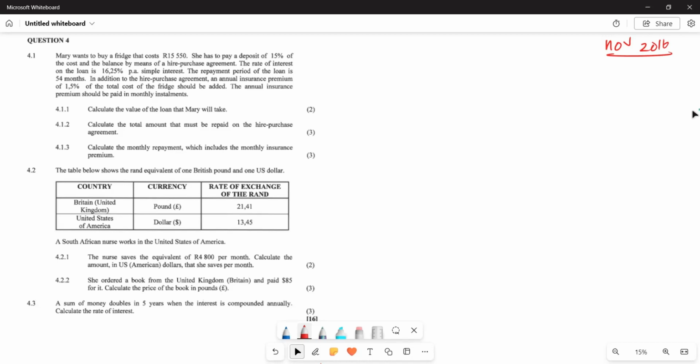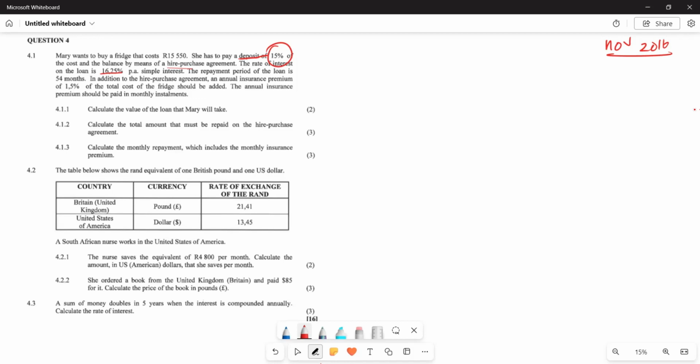Now look, they say Mary wants to buy a fridge that costs 15,550. She has to pay a deposit of 15% of the cost and the balance by means of higher purchase, which means the 15% is going to be part of your deposit, and the remaining balance will be given on a higher purchase. The rate of interest of the loan is 16.25% per annum simple interest. The repayment period of the loan is 54 months.